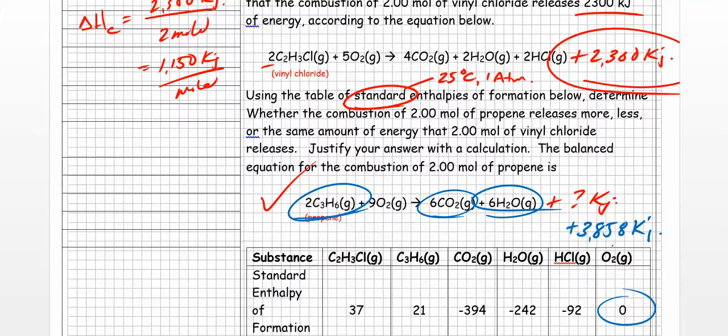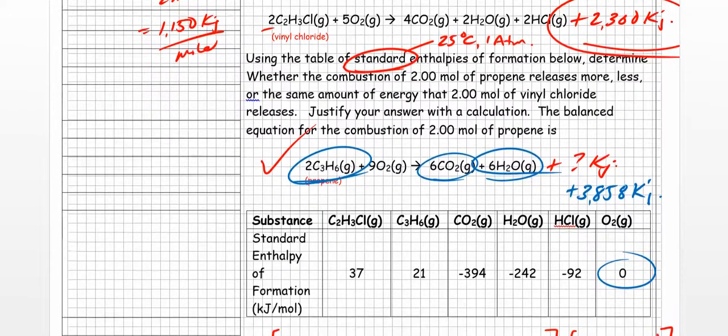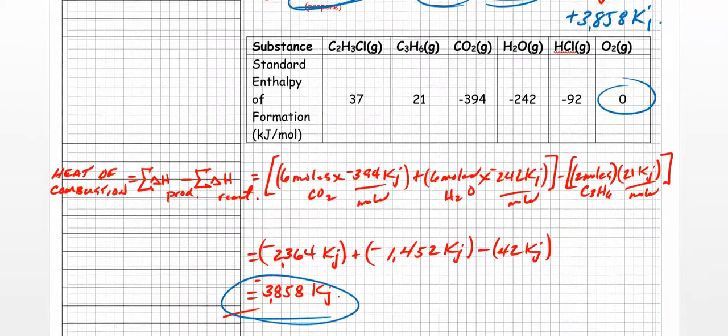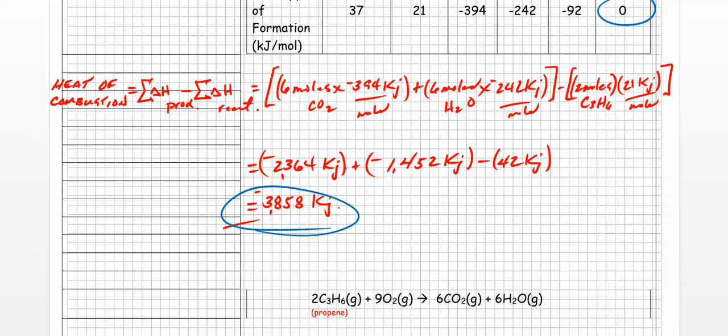So obviously the amount of energy upon combustion of the propene is going to be more than the heat of combustion for 2 moles of vinyl chloride. And I would state that in my answer. But before I do that, I want to actually work this problem a different way. That would have been a perfectly legitimate way and certainly absolutely correct to do that.